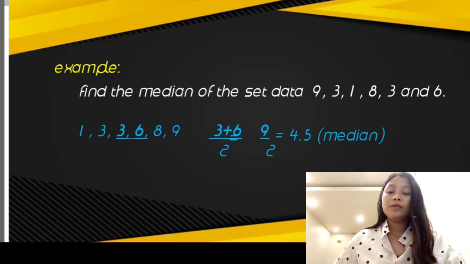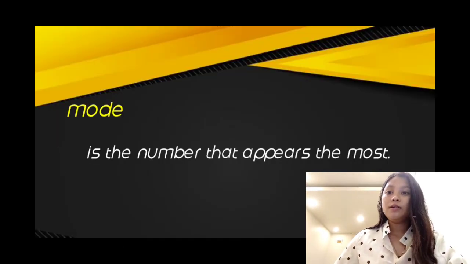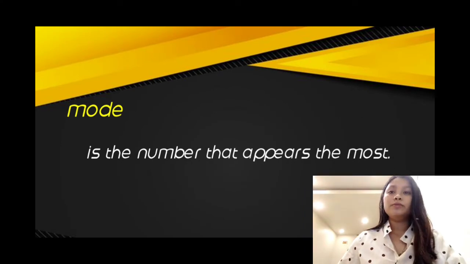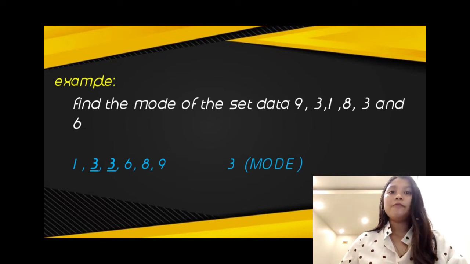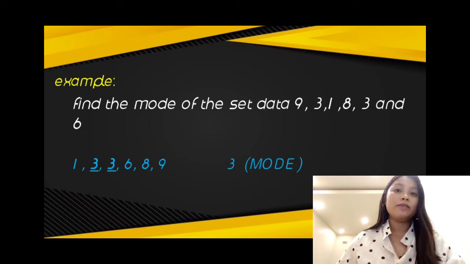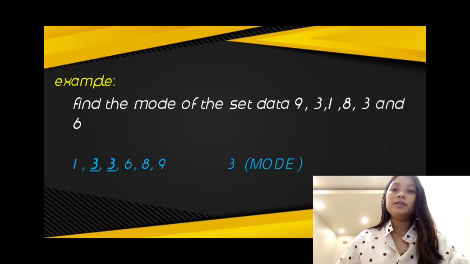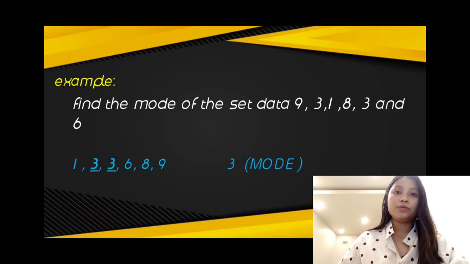Okay, let's move on to our mode. So, what is mode? How to get the mode? Let's define what is mode. Mode is the number that appears the most. So, example, find the mode of the set of numbers 9, 3, 1, 8, 3, and 6. To find the mode, we need to find the number that appears the most. So, we have 3, since 3 appears twice. So, our mode is 3.